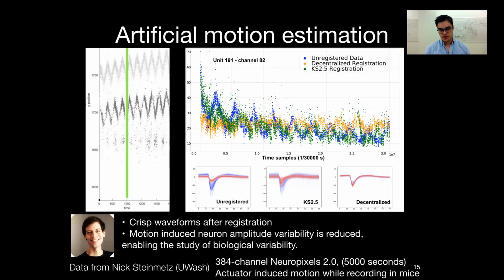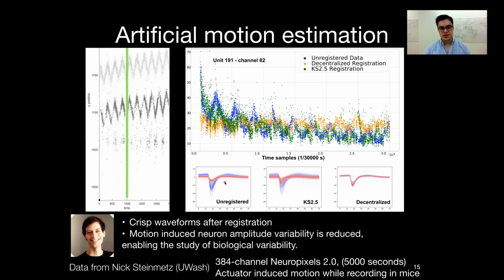And you can see this amplitude is high in the beginning and then slowly wanes towards the end of the recording. And in the middle, the amplitude of this neuron also is highly variable because of the zigzag pattern of motion. In the green, you see the same neuron after it's been registered using the template-based registration that's used in Kilosort 2.5. And you can see that this neuron's amplitude has not been stabilized as well as it has been using the decentralized registration.